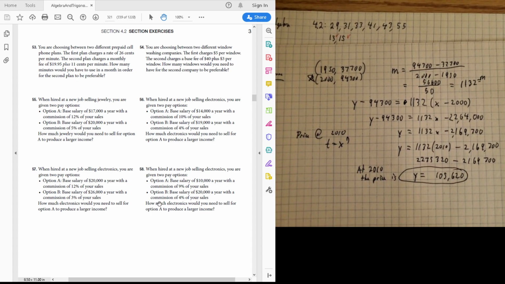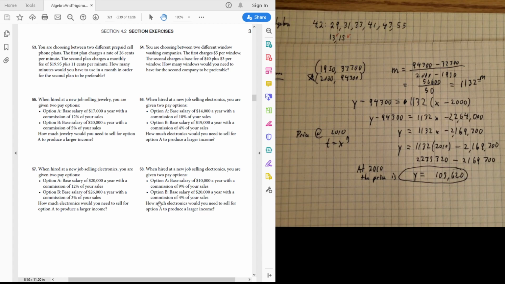When hired at a new job selling jewelry, you are given two pay options: option A, and then option B. How much jewelry would you need to sell for option A to produce a larger income?